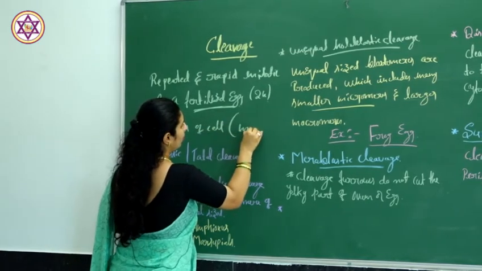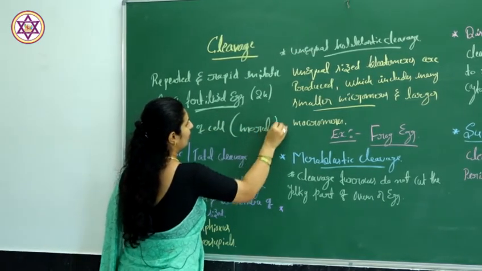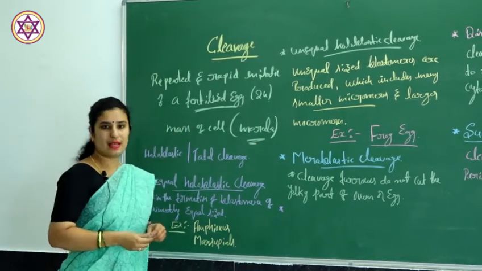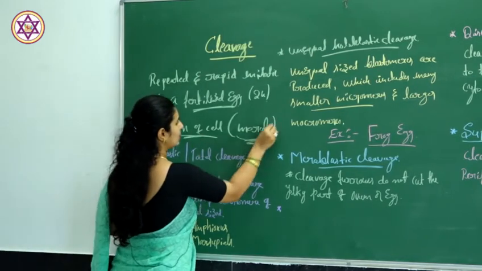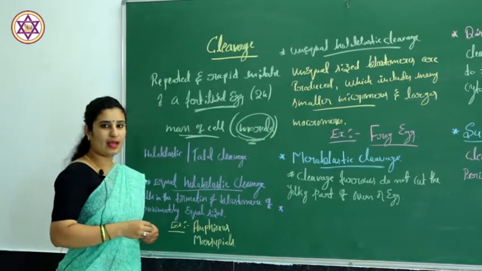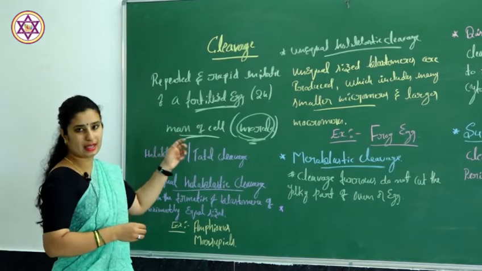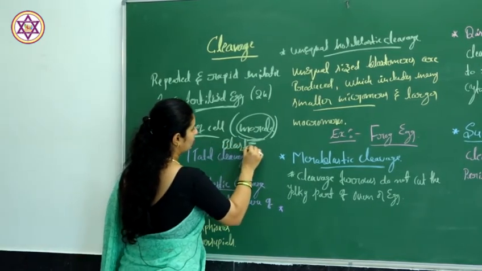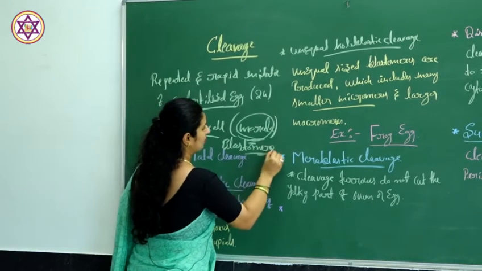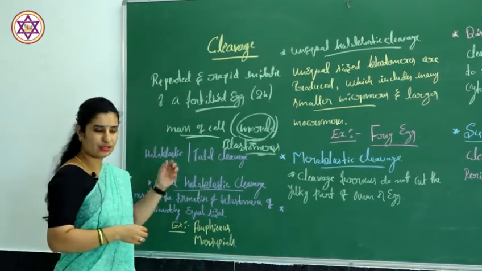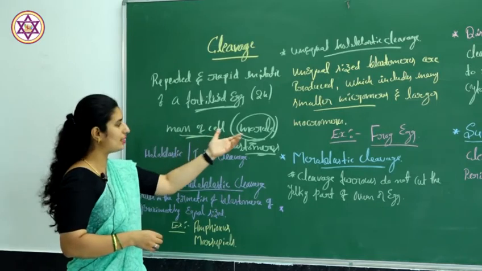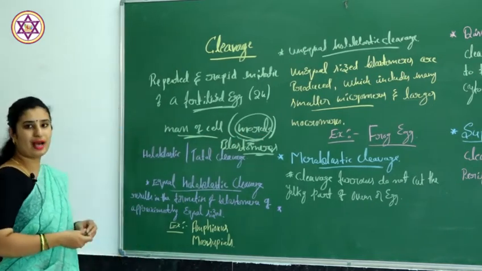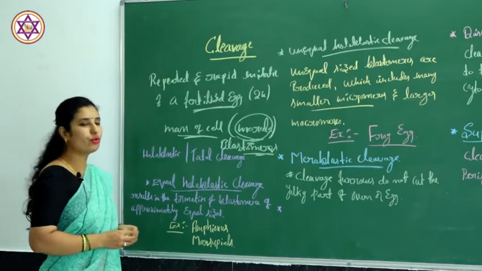called morula. This process leads to the formation of a mass of cells, and this mass of cells is called a morula. Each cell is called a blastomere, and the mass of cells is called a morula. Under this cleavage we have majorly two types.